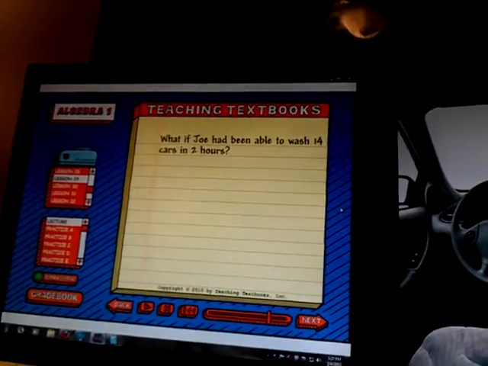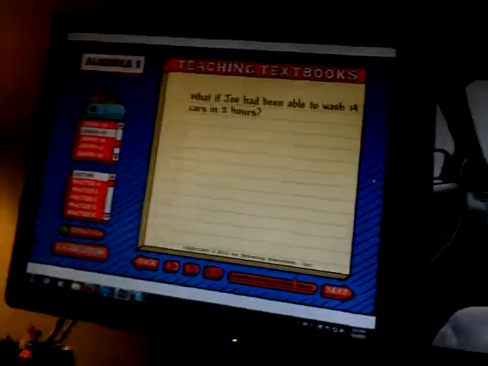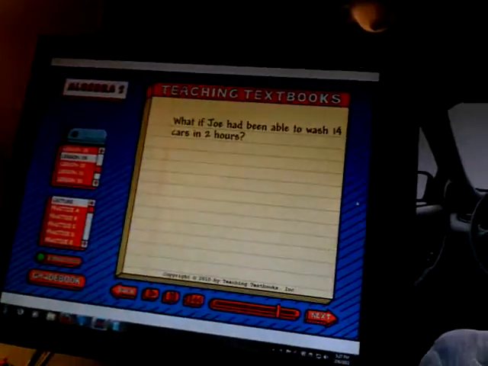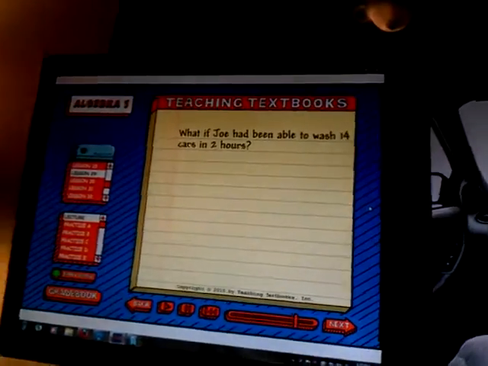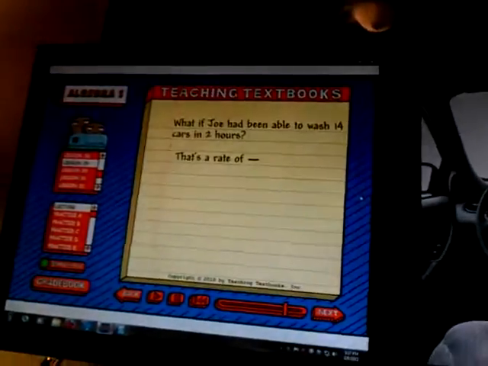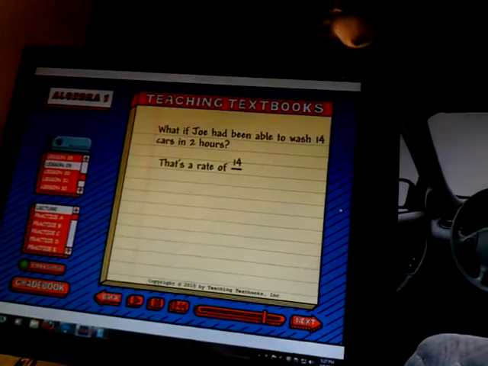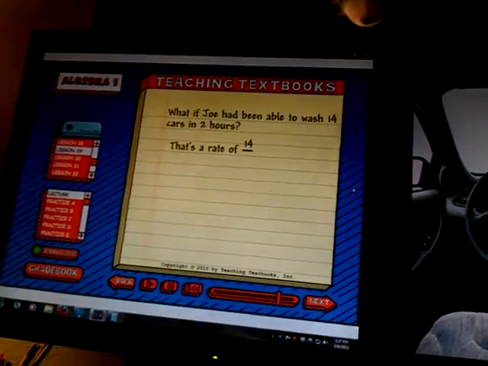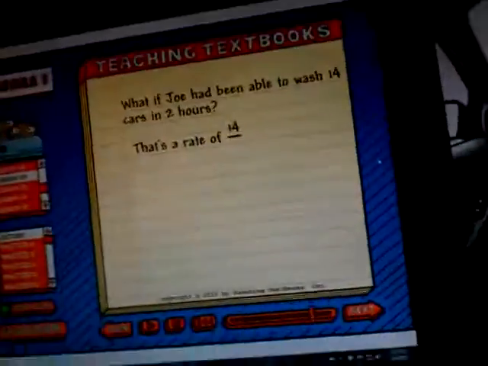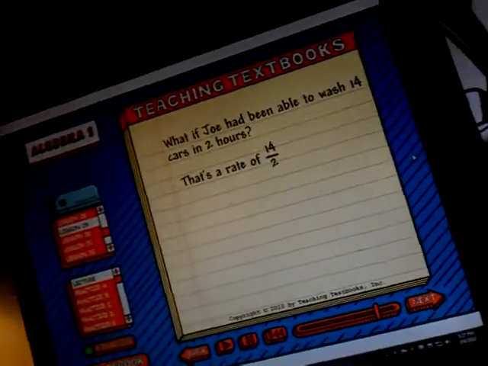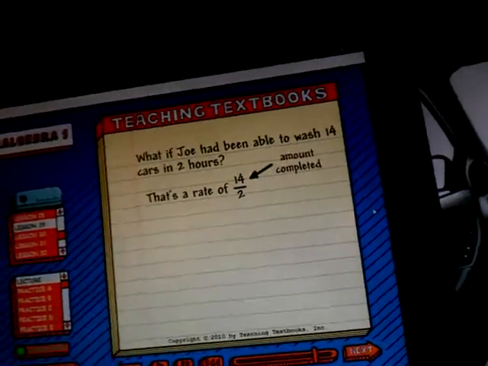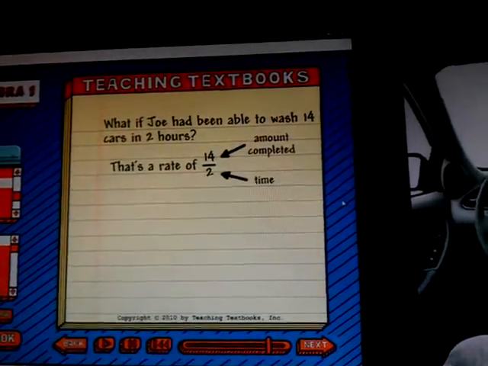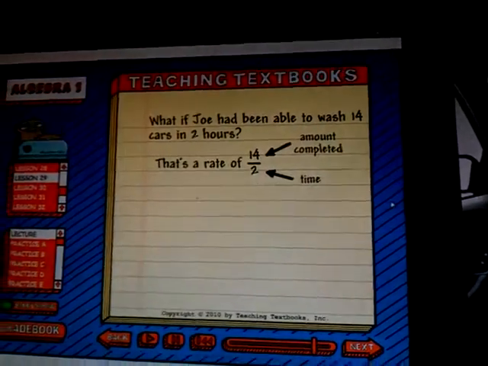What if Joe had been able to wash 14 cars in 2 hours? What if the problem had told us that? Well, in that case, we could have calculated his rate like this. The amount completed is 14 cars. That goes in the top of the fraction, and then the time it took was 2 hours, so you put 2 in the bottom of the fraction. Amount completed, 14, over 2, and then you divide that. Why don't you go ahead and divide 14 by 2?